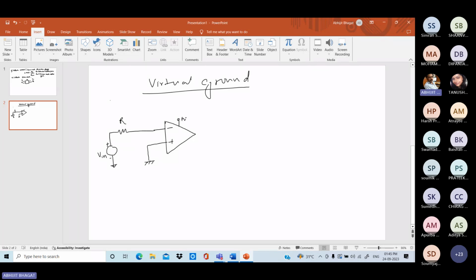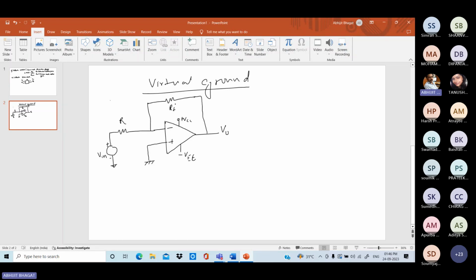Supply voltage is plus VCC, minus VEE: plus 12, minus 12, or plus 15, minus 15, like this. Then there is the feedback path. Through this path, through this resistance, your input side is connected with the output side. This is the input side, and this one is the output side. So by using this resistance, your input and output are connected. This resistance is called RF, or feedback resistance, through which your input is connected with the output.